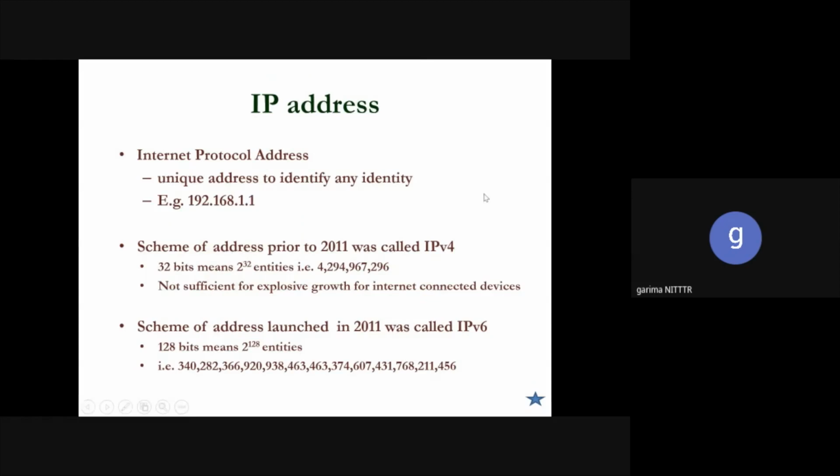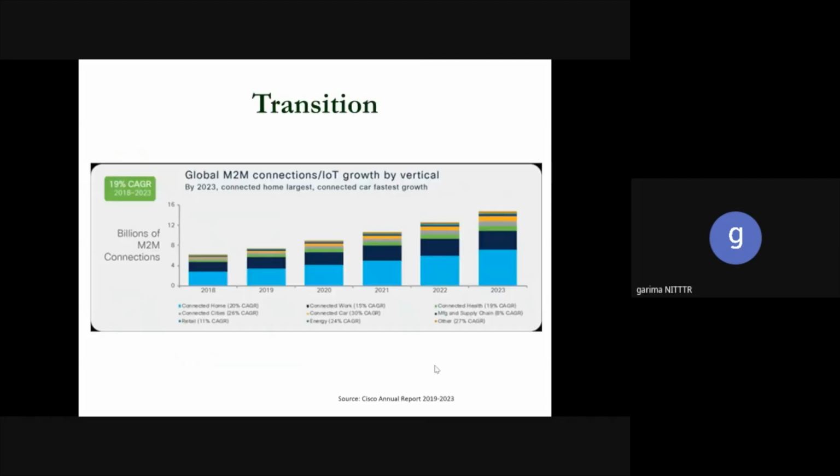As far as the IP addressing system is concerned, IPv4 basically required 2 raised to power 32 entities, because it was 32-bit. Then in 2011, in IPv6, it is 2 raised to power 128 entities. So these are basically unique addressing identities, which were based on IPv4 and then moved to IPv6.